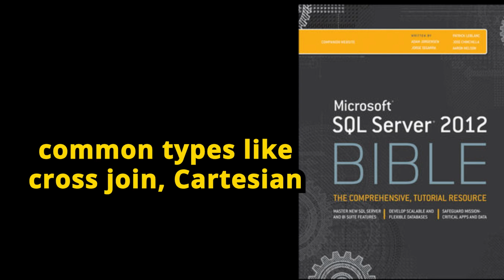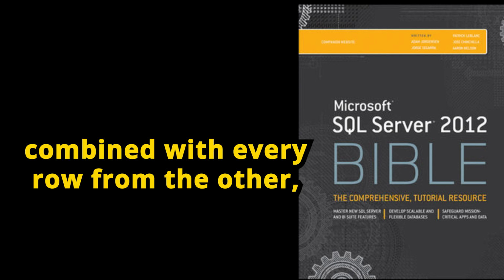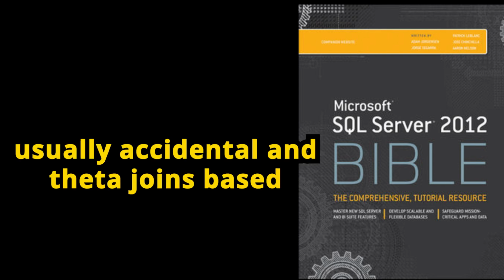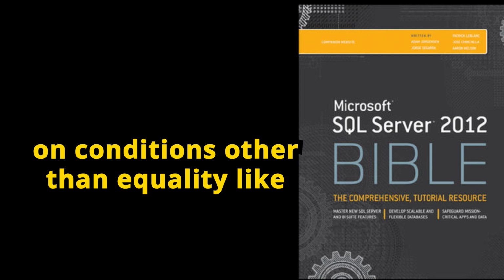There are also less common types like cross join, Cartesian product, every row from one table combined with every row from the other, usually accidental, and theta joins based on conditions other than equality, like greater than.